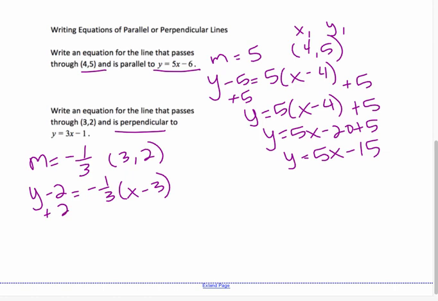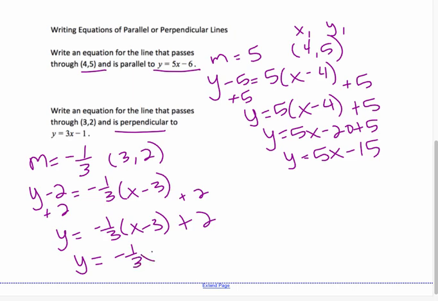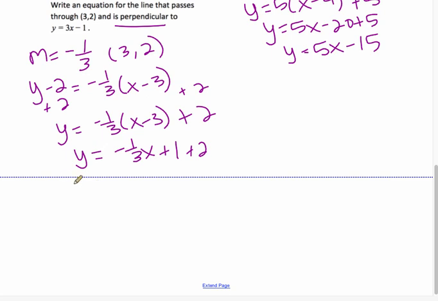Add 2 to both sides. So y equals -1/3 times x minus 3 plus 2. Distribute. y equals negative 1/3 x. Negative 1/3 times negative 3. First of all, it's going to be a positive. 1 times 3 is 3. 3 times 1 is 1. 3 over 3 is 1. Plus 2. So y equals negative 1/3 x plus 3.